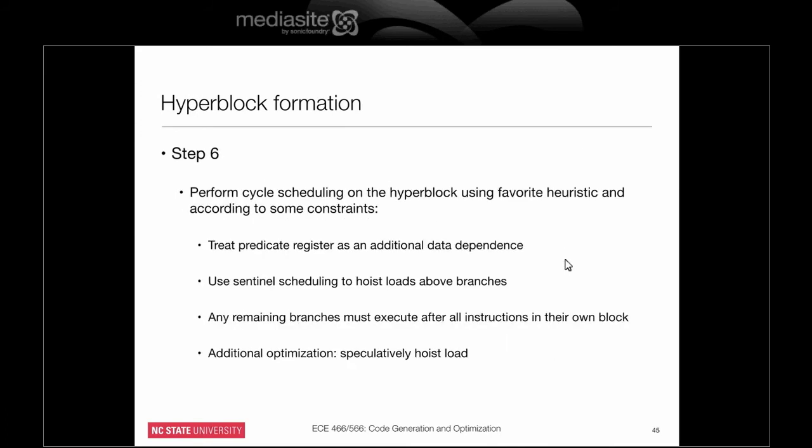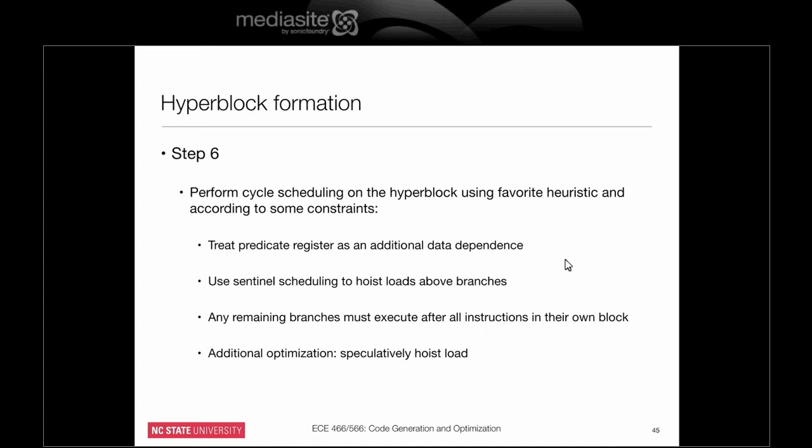Okay, and then what we do is we perform cycle scheduling on the hyperblock using our favorite heuristic, like possibly depth-based scheduling, and according to some constraints. We have to treat the predicate register as an additional data dependence. We can use sentinel scheduling to hoist loads above branches, above side exits. This requires, when we move a load up, that we mark it as speculative, and then we need to leave a check instruction after the side exit. Branches must execute after all the instructions in their own block, or you'll have to do some compensation code.